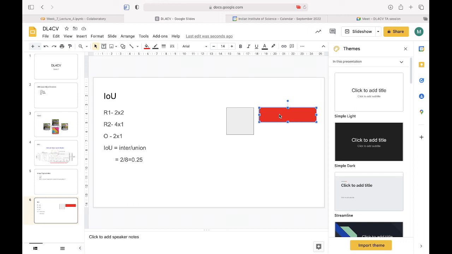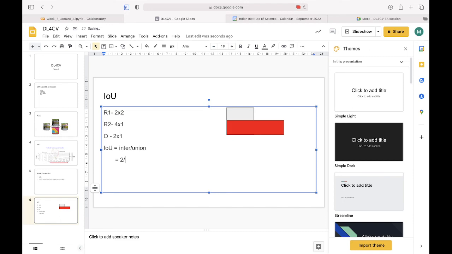You put it exactly on the first row or second row. This way, right? This way or this way, that's all. So now what is the intersection region? 2 cross 1, 2 cross 1 only, so it is 2. And union? Union is 2 plus 2 into 1, 4. Union is 4.